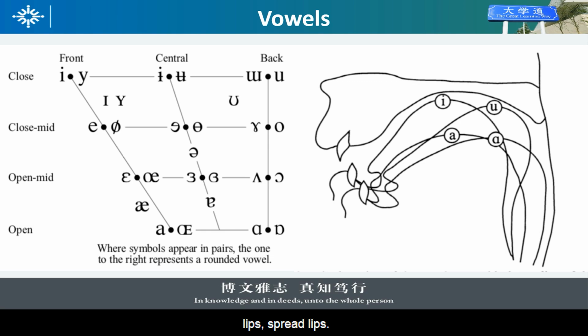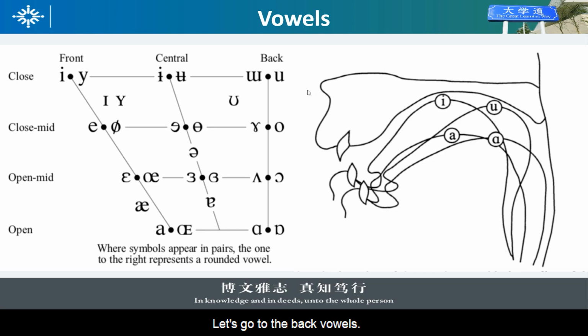Spread the lips. And the right one is rounded, that means you make a round shape of your lips. For example, here is the upper one, E, and here's U. They are a pair, okay? The only difference between them is the shape of your lips. Similarly, you have other pairs. It's not very hard, right?